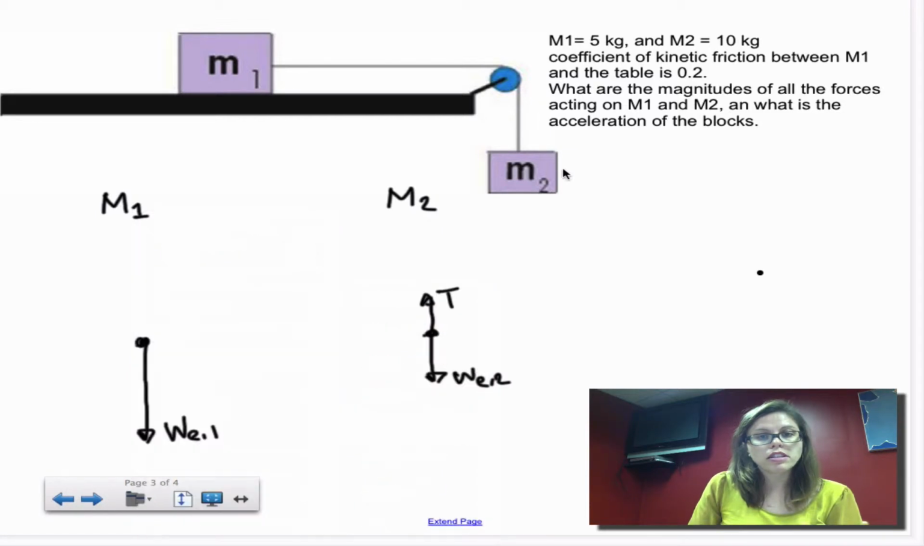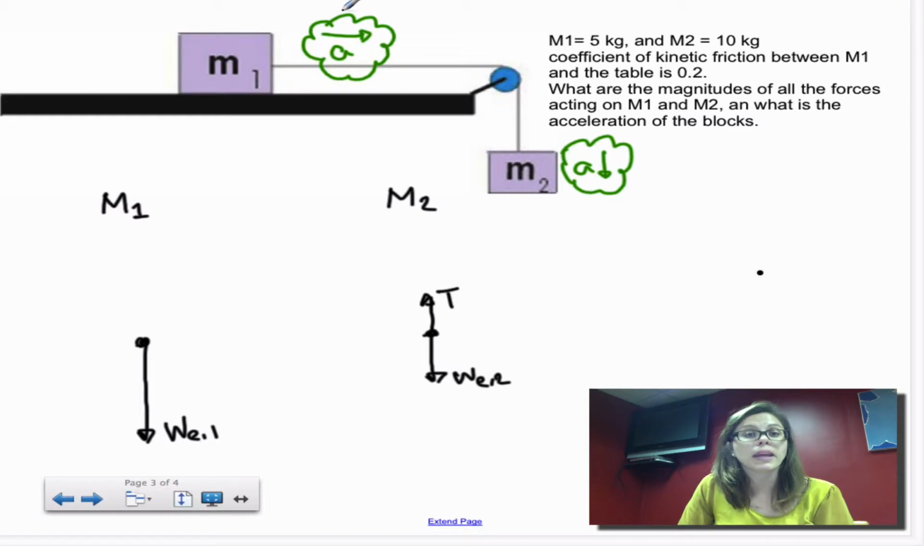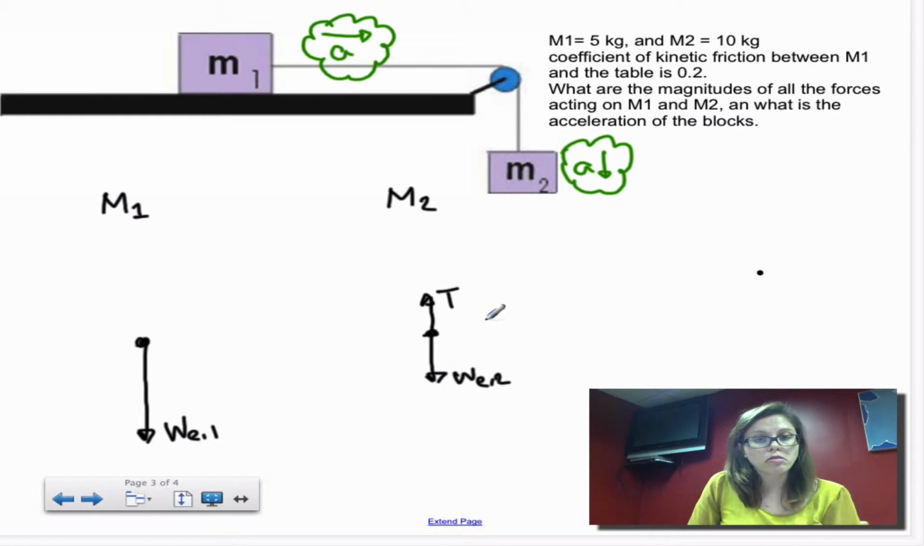The acceleration of mass 2 box is down, and the acceleration for mass 1 is going to accelerate this way. So the acceleration is not equal because they don't have the same direction, but they will have the same magnitude. So just as a reminder, the acceleration for box 2 is down, so I'll just bubble that here. And the acceleration for box 1 is to the right. I'll bubble that there.